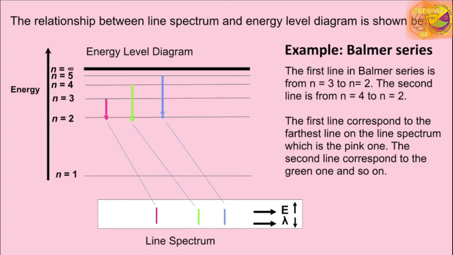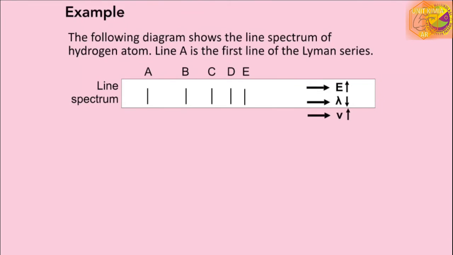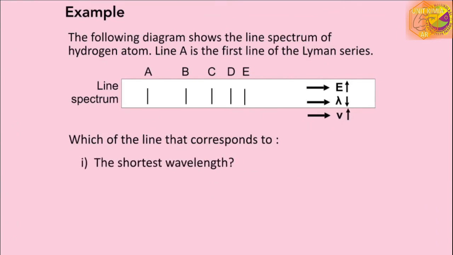Here is another fact you must know. As the lines in the line spectrum get closer to each other, the energy will increase and the wavelength will decrease. Example. The following diagram shows the line spectrum of hydrogen atom. Line A is the first line of the Lyman series. Which of the lines corresponds to the shortest wavelength? As we can see on the line spectrum above, from A to E, the wavelength will decrease. So the answer is line E.